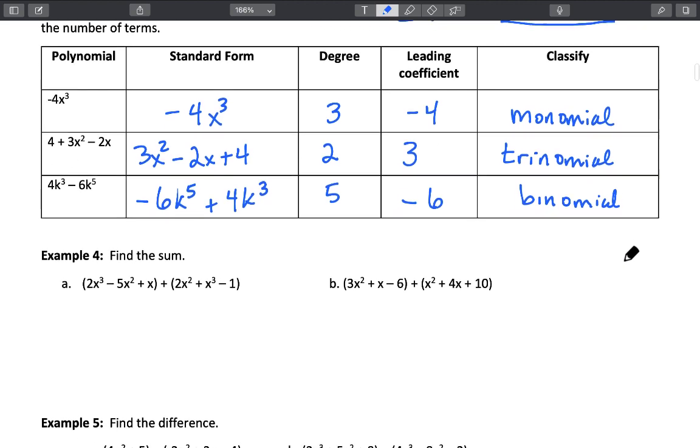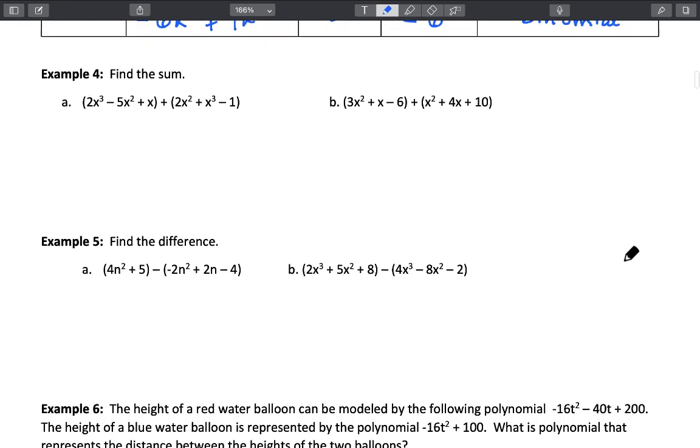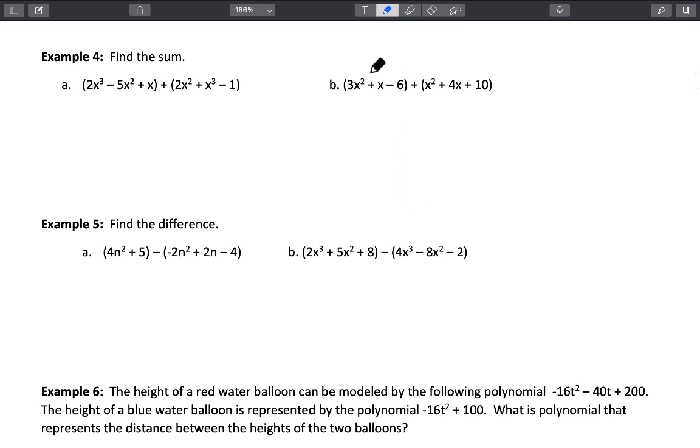All right, moving into example 4, we are going to now combine or add polynomials. Recall that when we add polynomials, we are simply going to drop the parentheses and combine like terms. So I could essentially rewrite this as one big long addition problem. 2x cubed minus 5x squared plus x plus 2x squared plus x cubed minus 1. All right, let's go through and combine like terms.